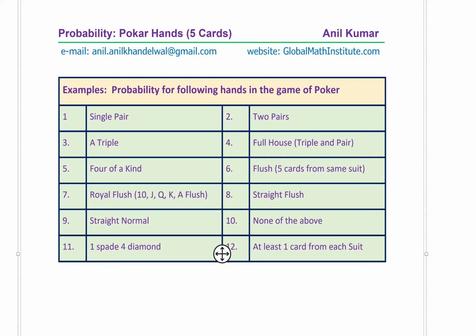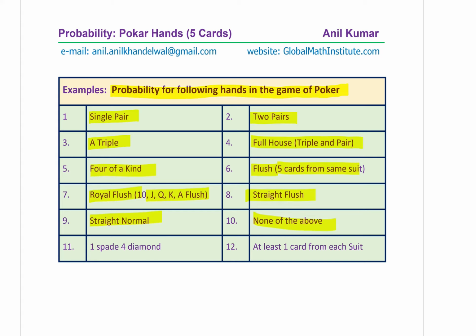We'll find the probability for the following hands in the game of poker. A single pair, two pairs, a triple, full house, that means a triple and a pair, four of a kind, flush. When we say flush, it means five of the same suit. Now, here we have some variations. When we have five of the same suit, we are excluding the ones which form the straights, right? So, royal flush is the one where you get 10, jack, queen, king, and ace of one color, right? That's a royal flush. We have a straight flush and a normal flush.